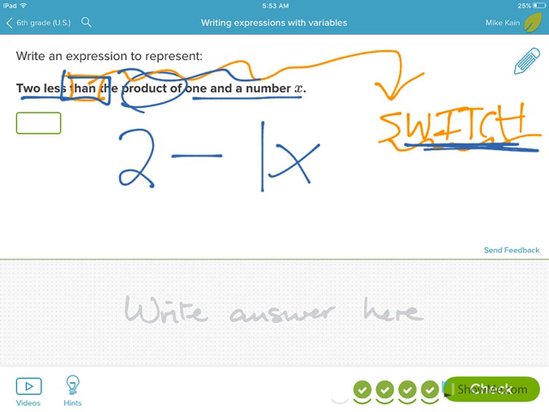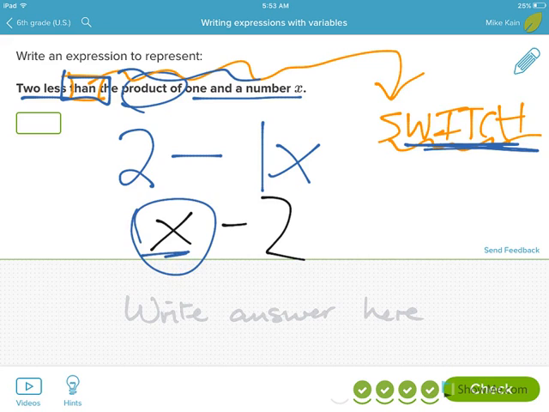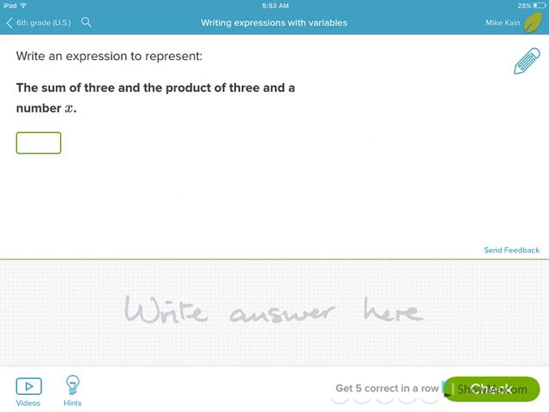So instead of 2 minus 1x, it's going to be 1x minus 2. And then also in algebra, you don't have to write 1x, because look, it's just x. Oh, makes sense. x. Let me try.